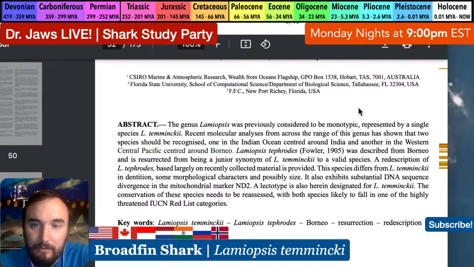It also exhibits substantial DNA sequence divergence in the mitochondrial marker ND2. A lectotype is also herein designated for Lamopsis temmincki. The conservation of these species needs to be reassessed, with both species likely to fall in one of the highly threatened IUCN Red List categories.